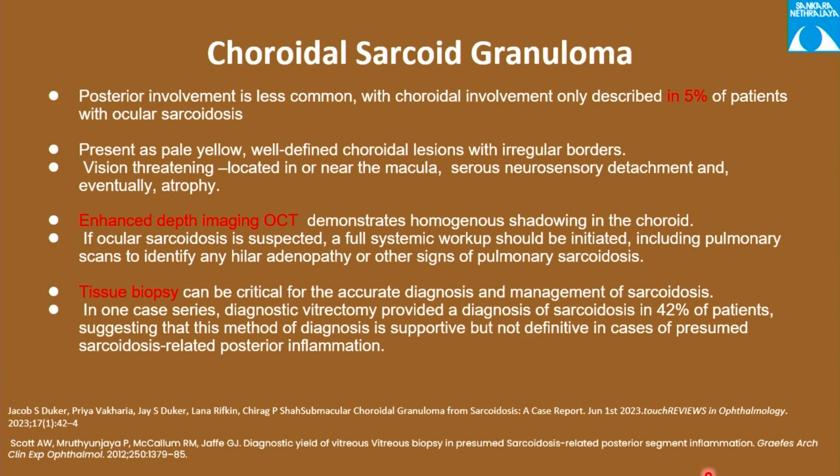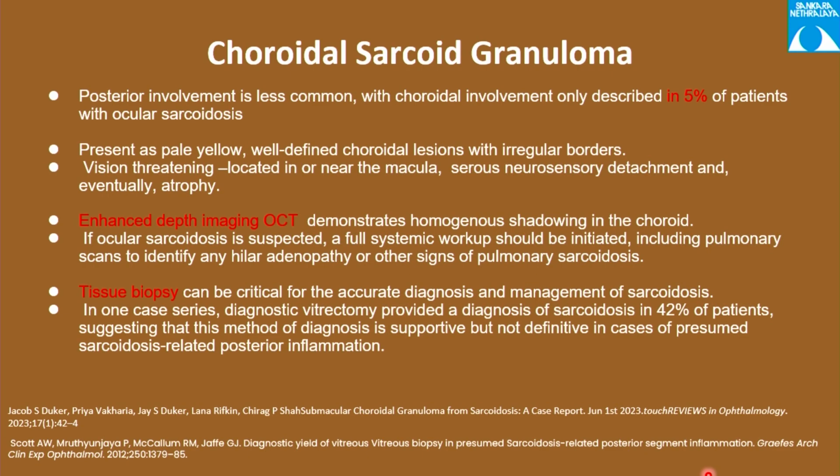So posterior involvement is less common with choroidal involvement, which is described in only 5% of the patients with ocular sarcoid. They appear as pale yellow, well-defined choroidal lesions. They have an irregular border. They are usually vision threatening, meaning they can be located in or near the macula, and they are associated with neurosensory detachment, and sometimes it can lead to atrophy. EDI OCT demonstrates the homogeneous shadowing which is seen within the choroid.